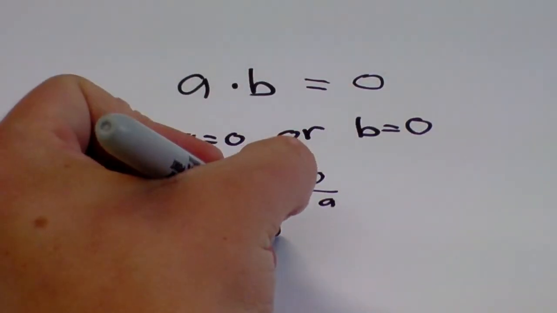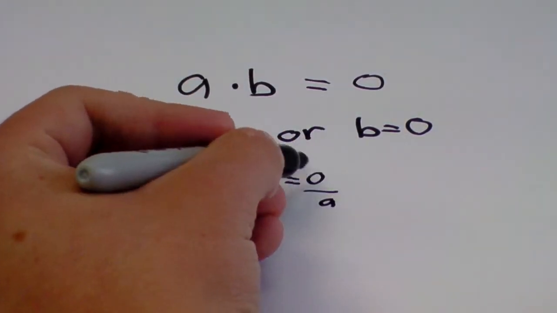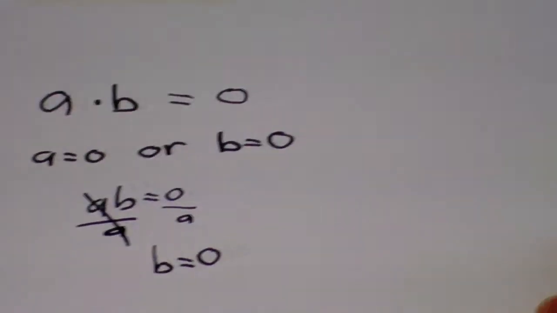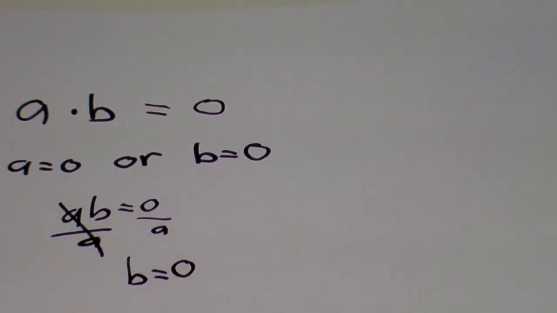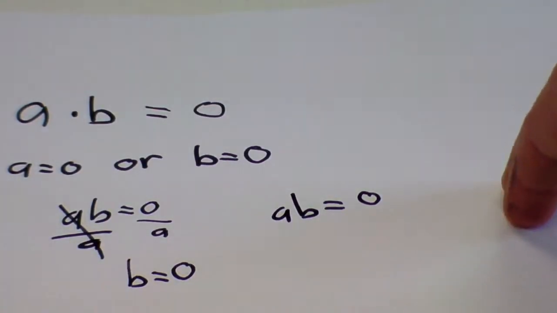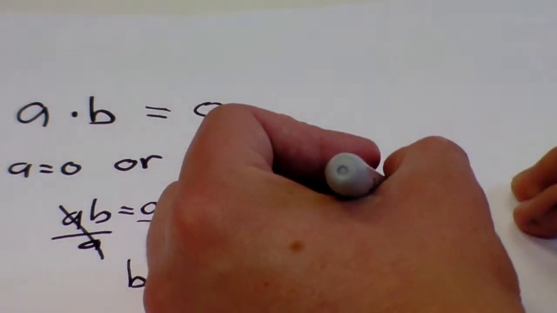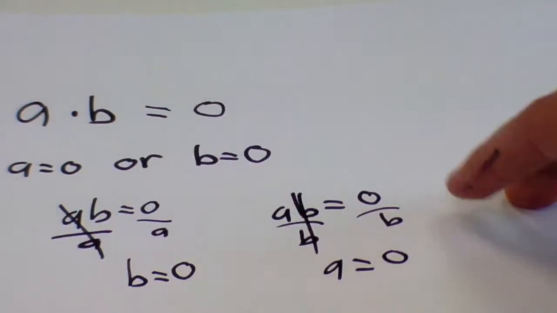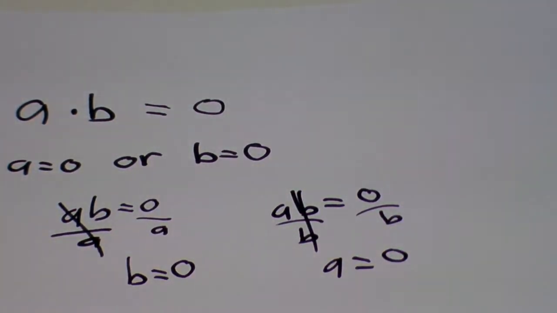And what do we get? This cancels. 0 over a is 0, so we get b equals 0. Now let's assume that b is not 0. So we've got ab equals 0. And now we can divide both sides by b. ab over b, b over b is 1. So we've got a equals 0 over b is 0, so a equals 0.